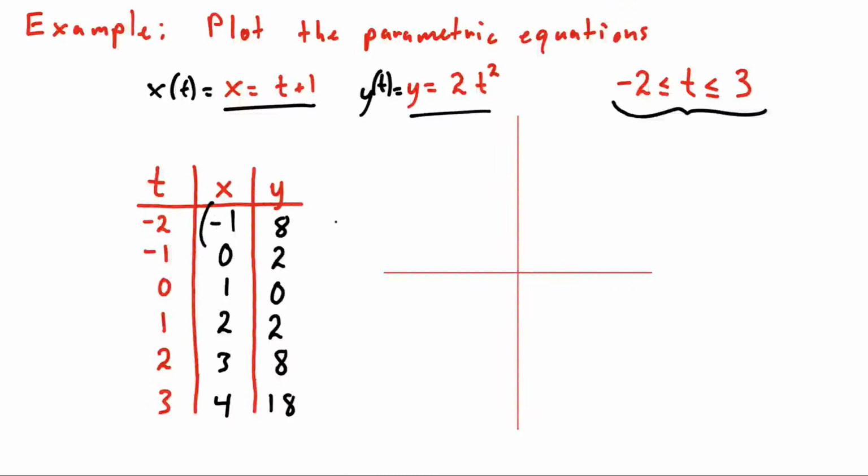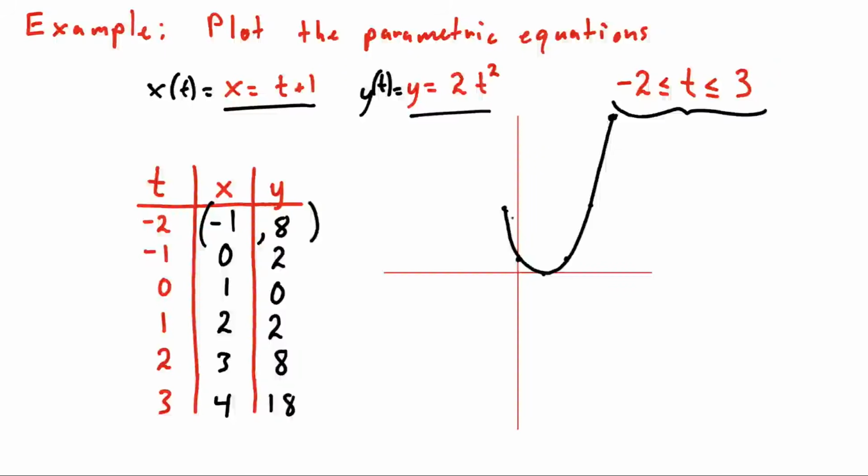Now we'll treat these as points, negative 1, 8, 0, 2, etc. And let's plot those in the two-dimensional plane. Negative 1, 8 is here. 0, 2 is somewhere around here. 1, 0, something like that. 2, 2, 3, 8, and finally 4, 18, somewhere up here. If we connect these points with a smooth curve, we'll get something that looks like a parabola.